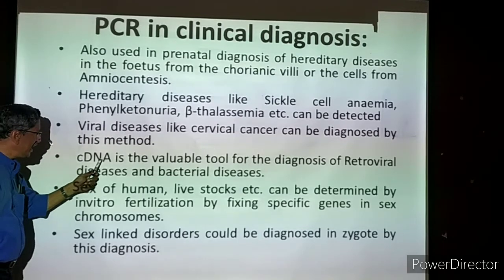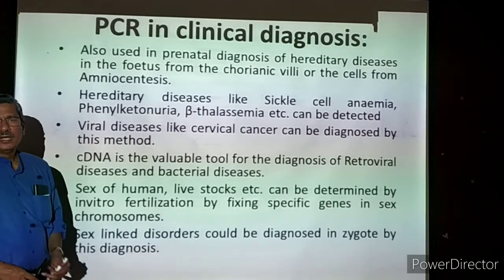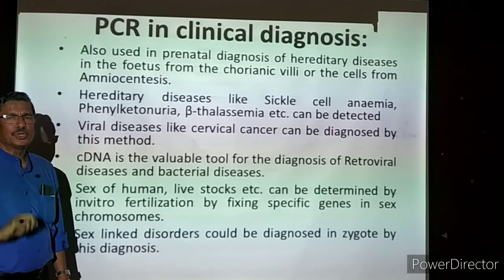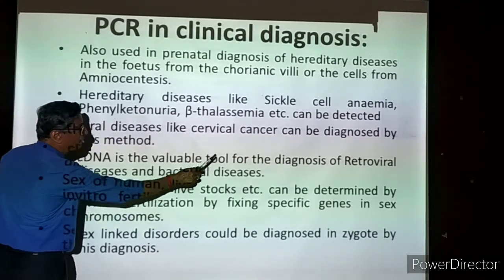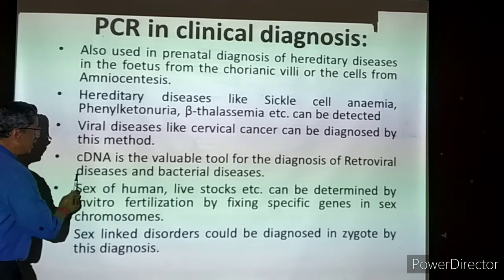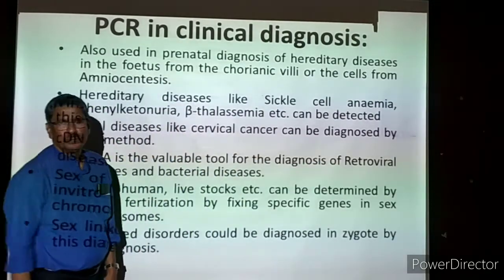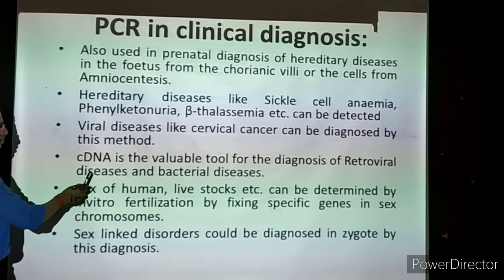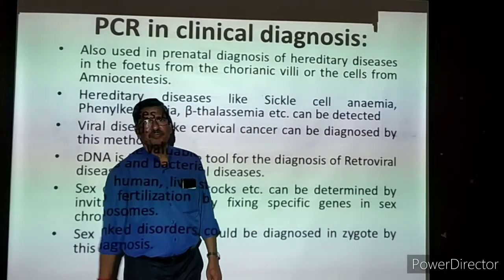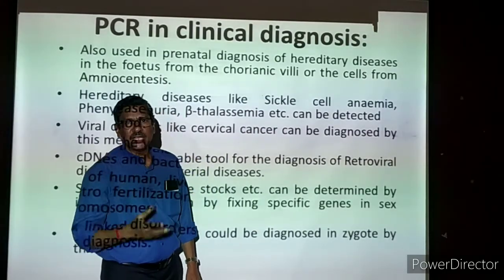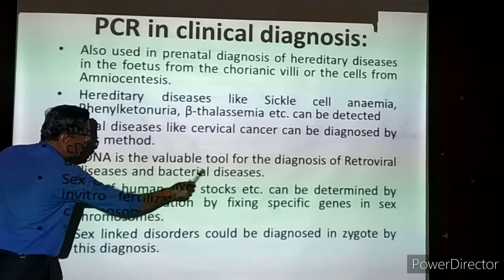Then cDNA. Okay, what is this C? Complementary DNA. In the previous slide we have studied that the messenger RNA is changed into complementary DNA. Now, that complementary DNA is a valuable tool for the diagnosis of retroviral diseases, the diseases caused by retrovirus. Retrovirus is not a single virus, it is a group. I will give one example for retroviral disease, HIV. Cancer-causing viruses are called retroviruses. These are all the retroviral diseases and the bacterial diseases.